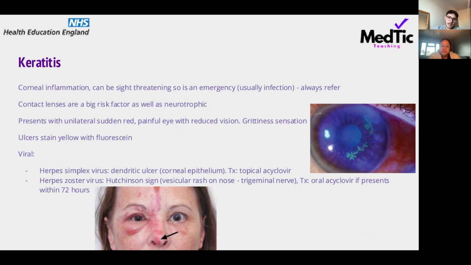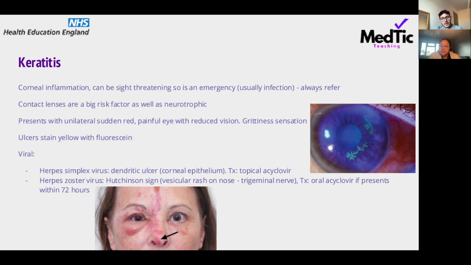Contact lenses are a big risk factor, of course, because you can have microbes forming on them, and you're always putting them in direct contact with the cornea. Another risk factor is a neurotrophic cornea, which means that the cornea has lost sensation. That can be due to a few things, such as diabetes or previous herpes infections. Why that's an important risk factor is that the patient is more likely to cut their eye to begin with, because they don't have sensation, so they might not notice certain things in their eye, and the healing process is also impaired, so that leads to more chance of keratitis developing.